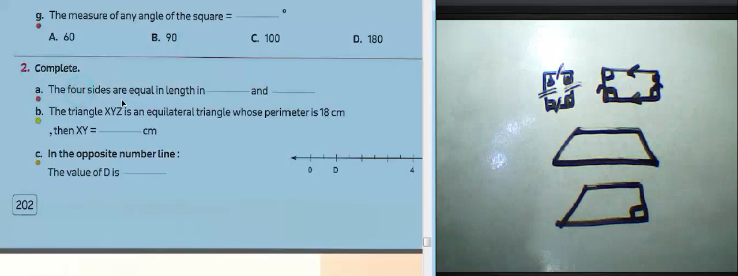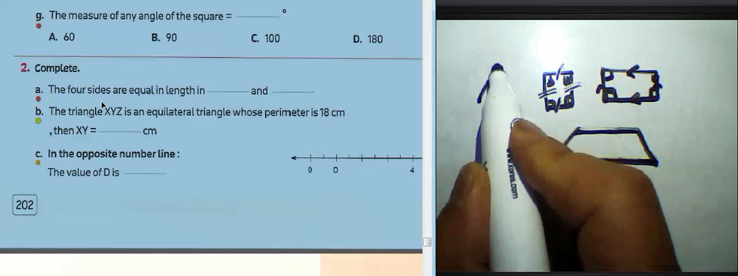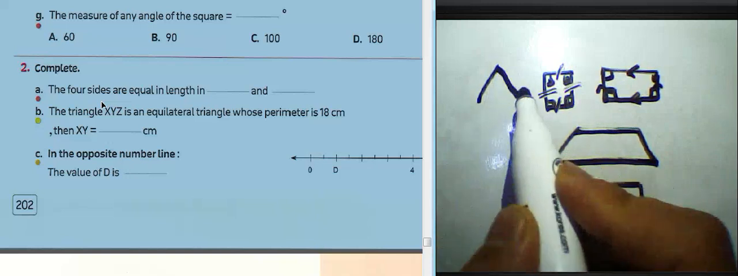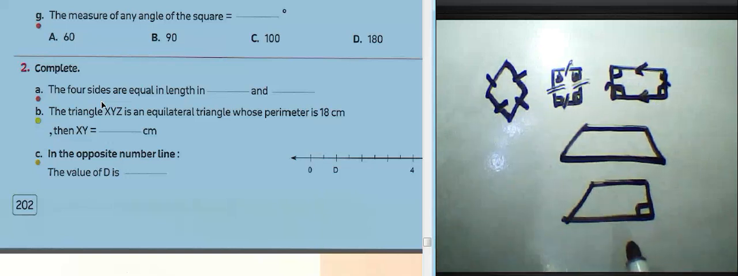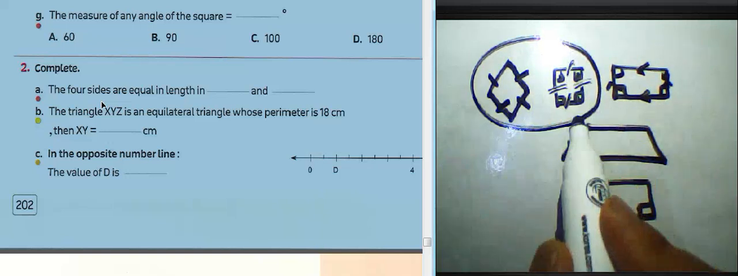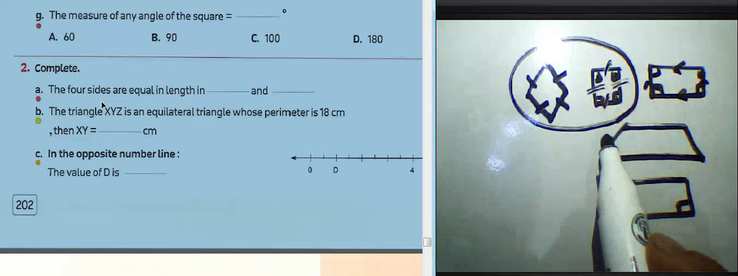Okay, question number 2. Complete. The four sides are equal in length in space and space. He asked about the four sides equal in length in square and rhombus. Okay, square and rhombus. All sides are equal in length in square and rhombus.